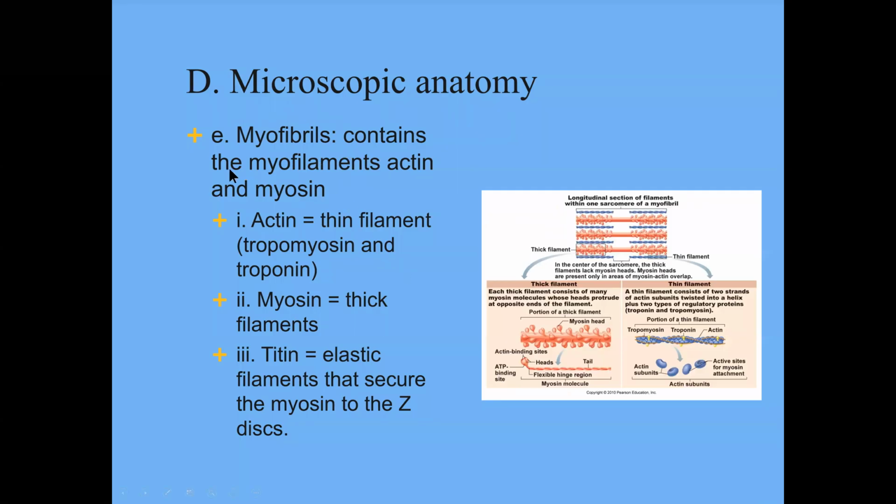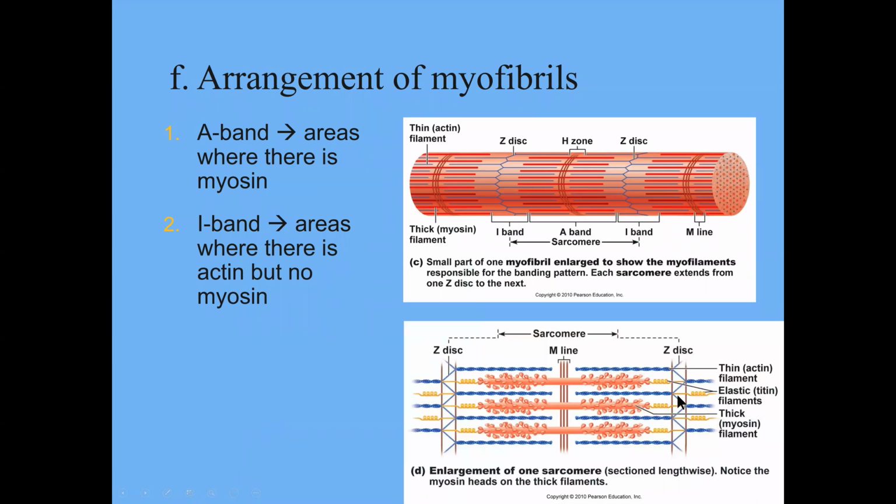Microscopic anatomy. The myofibrils contain the myofilaments, actin and myosin. Actin is a thin filament. It consists of both tropomyosin and troponin. The myosin is a thick filament. Titin is elastic filaments that secure the myosin to the Z disc. And so we're looking here at actin. We'll go over the anatomy more in a little bit.